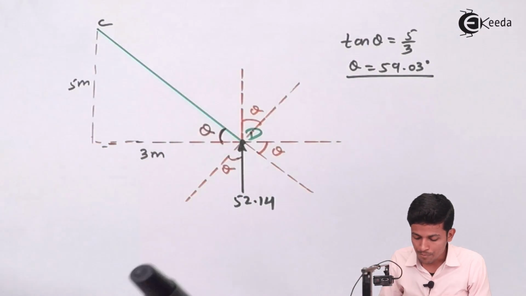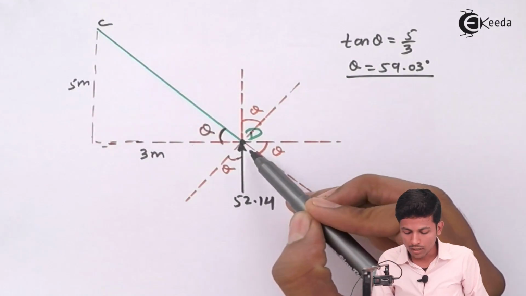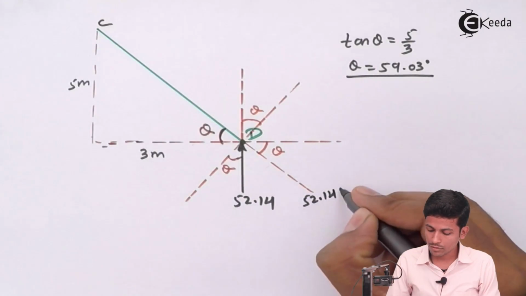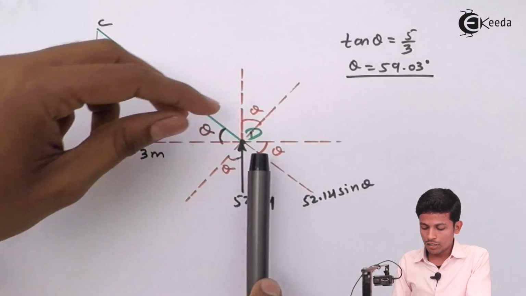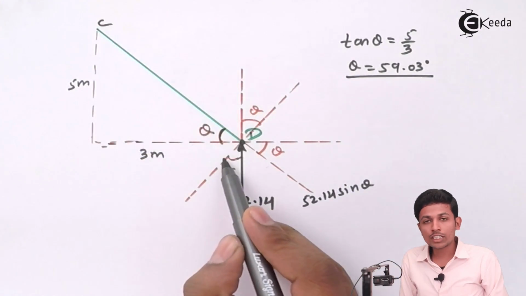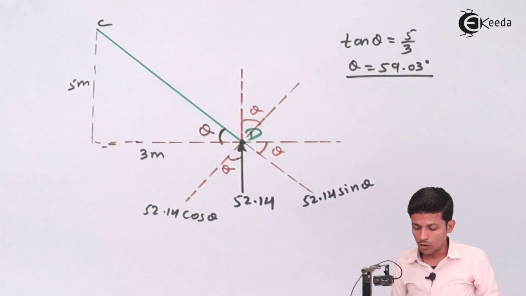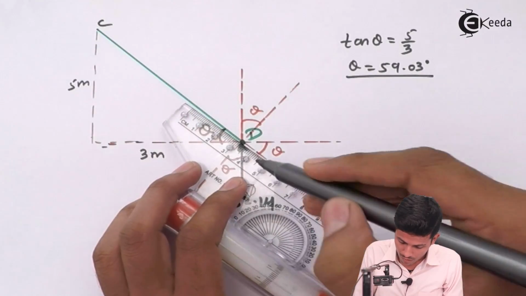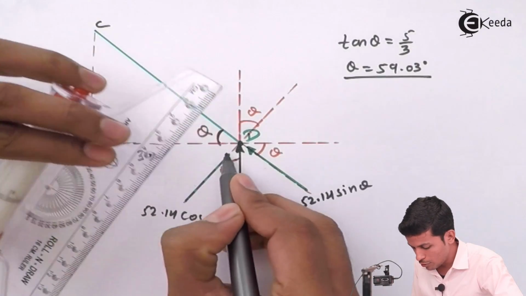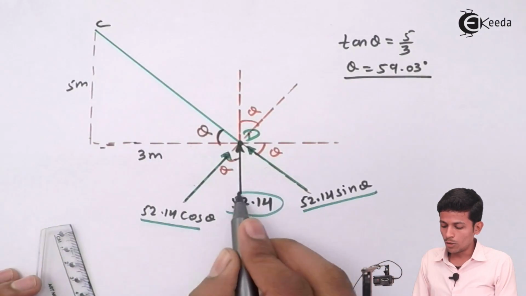Now when we move 52.14 from here to here, it has no angle. When there is no angle, the value becomes 52.14 sine theta. When we resolve this 52.14 over here, it comes with respect to theta, that's why 52.14 cos theta. Now this is your main value, and this one is your main value. We want only these two over here. Okay, now we got this value, we got this value.